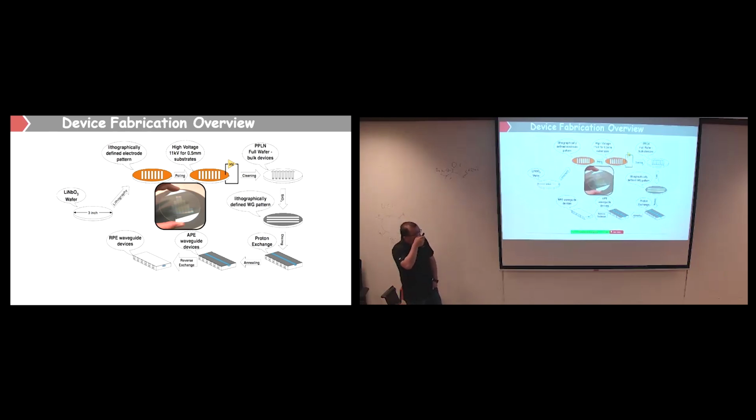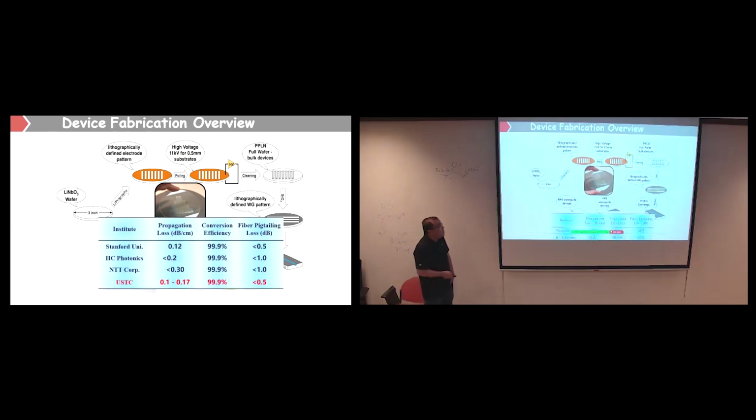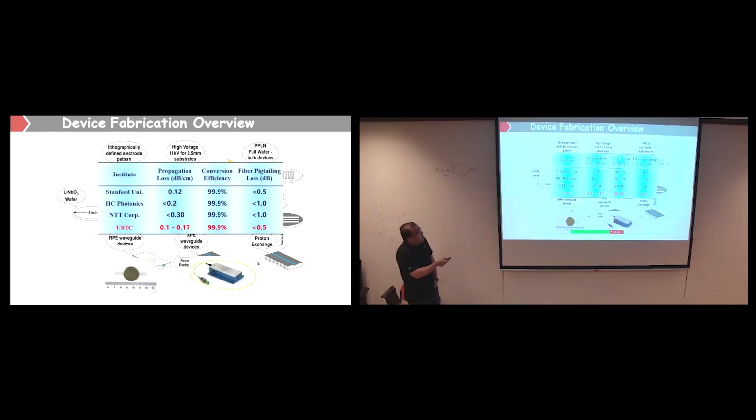Now we are doing not only the RPE waveguide, but also ridge waveguides, and we are now doing some thin film like they did here. And here is what we have. We have actually already made this into a product. We are selling it inside China. You can see our propagation loss is about 0.1 to 0.117 dB, and the conversion efficiency is 99.9%. The fiber pigtailing loss is less than 0.5 dB.